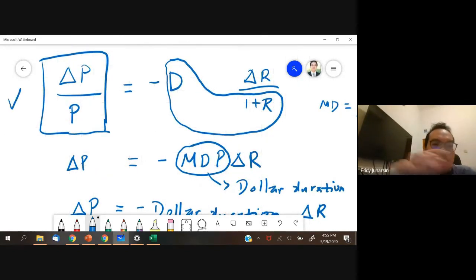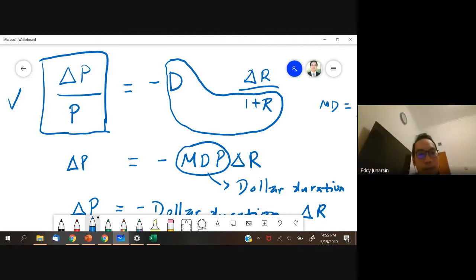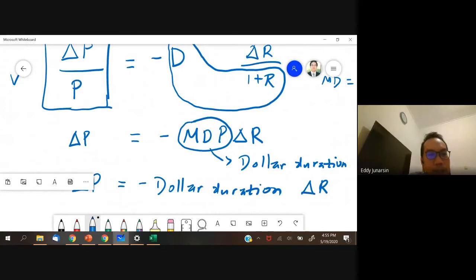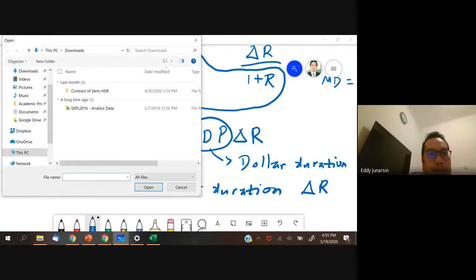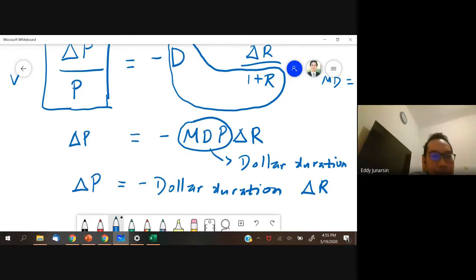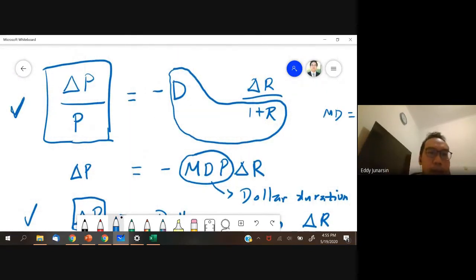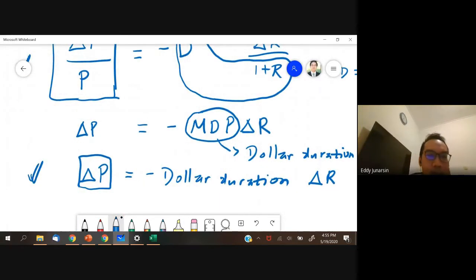So for this one, we are estimating the change in price divided by the original price, the change in the value of something relative to the original value. But for this one, what is the difference here? We are interested in the change in price only. So for the top one, the change in price relative to the original price. But for the bottom one, we are only interested in the change in price, right? See the difference?